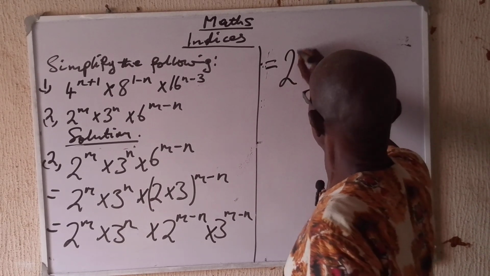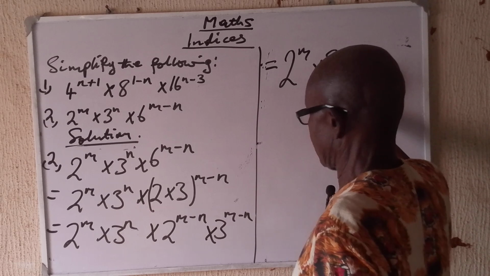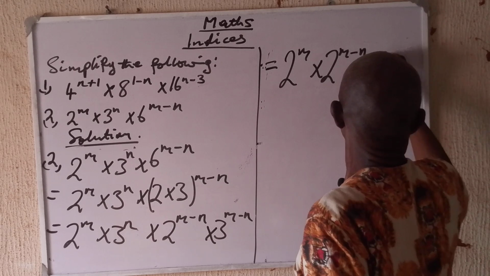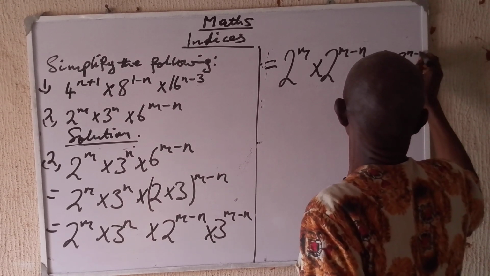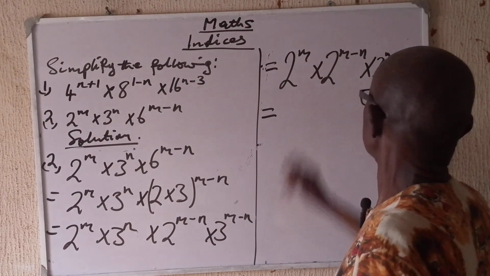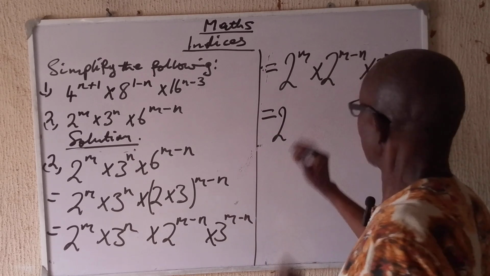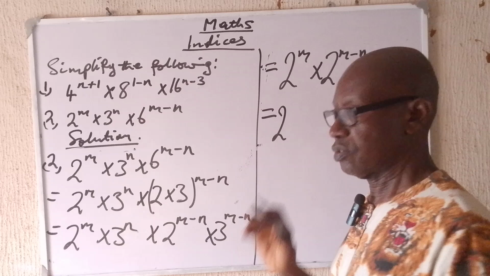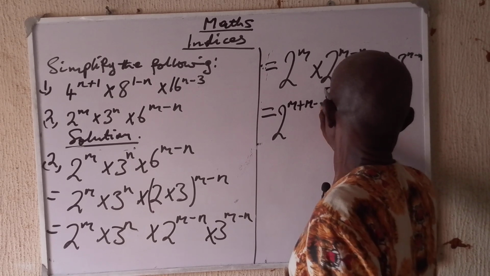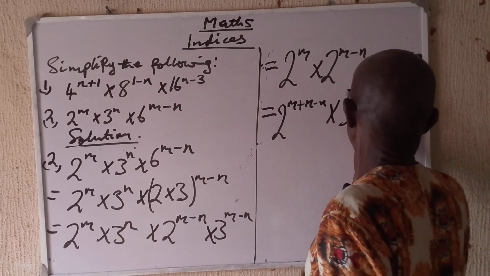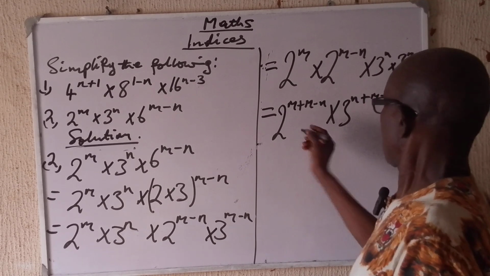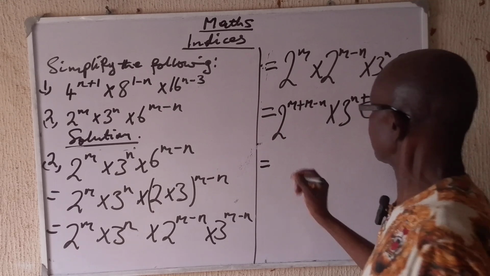2 raised power m times 2 raised power m minus n multiplied by 3 raised power n times 3 raised power m minus n. In this case, we simplify further. We have to add the powers. That will give us 2 raised power m plus m minus n multiplied by 3 raised power n plus m minus n. And that is m plus m is 2m.